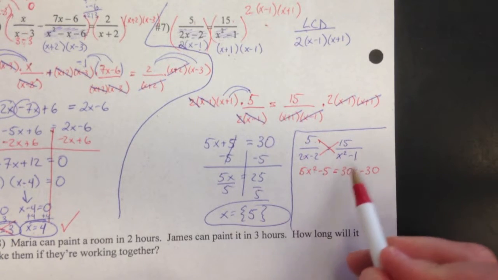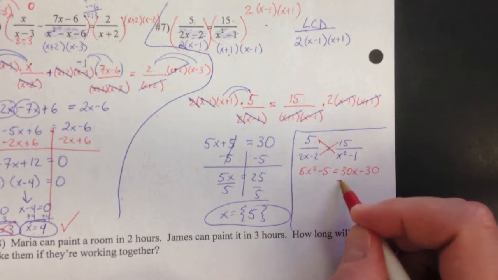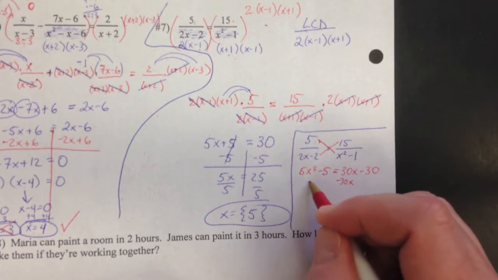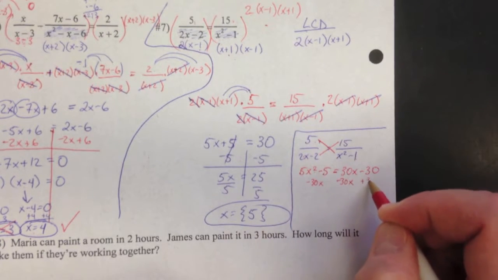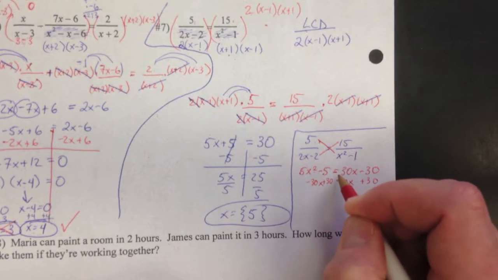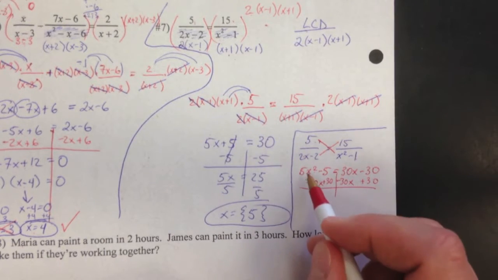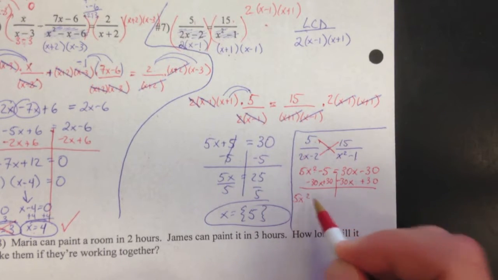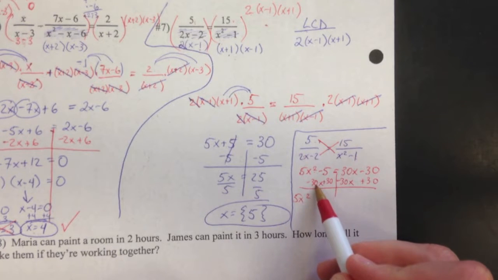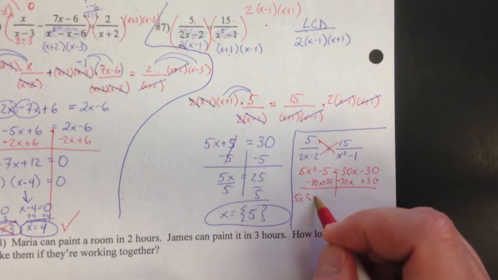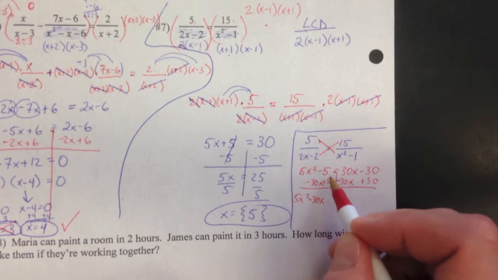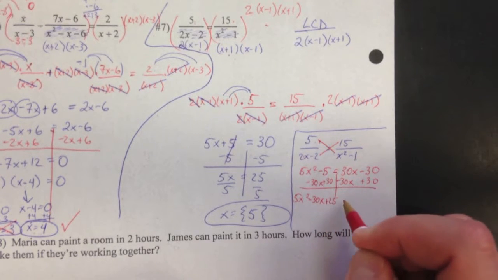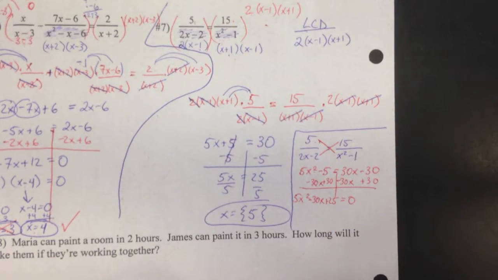Because of the quadratic, I would move everything to the left side. I would subtract 30x, and I would add 30. Now what we'll get is 5x squared. There's nothing to combine with the minus 30x, so it's just minus 30x. And then negative 5 plus 30 is positive 25 is equal to 0.